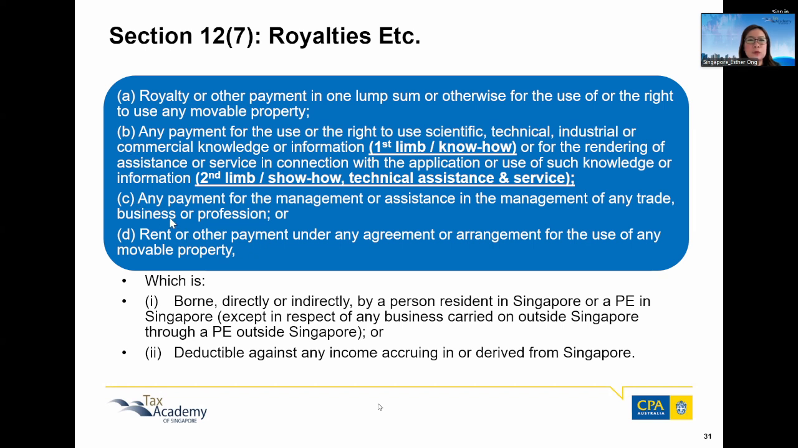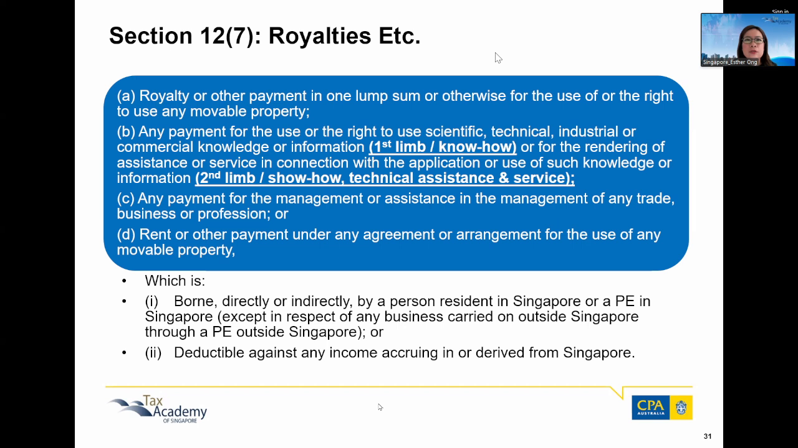And this type of payment will be subject to withholding tax if the following two conditions are met. These two conditions are also the same as Section 12.6A, which is borne directly or indirectly by a person resident in Singapore or a PE in Singapore, with the same exception here, except in respect of any business carried on outside Singapore through a PE outside Singapore. And the second condition is the same: deductible against any income accruing in or derived from Singapore.